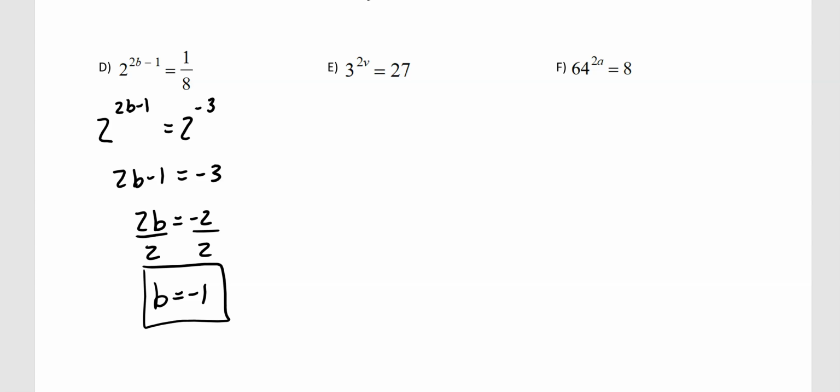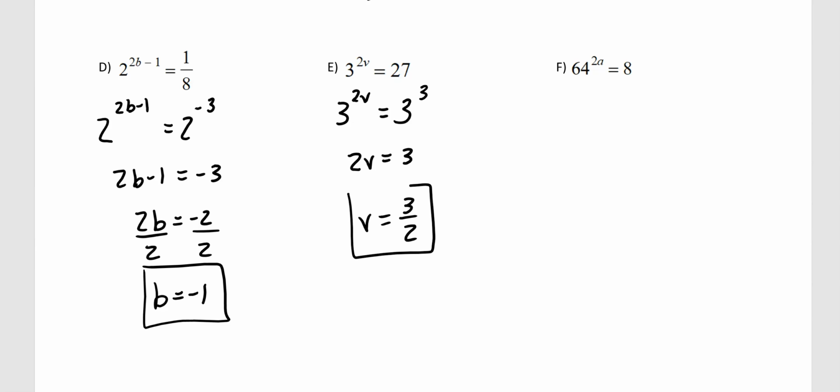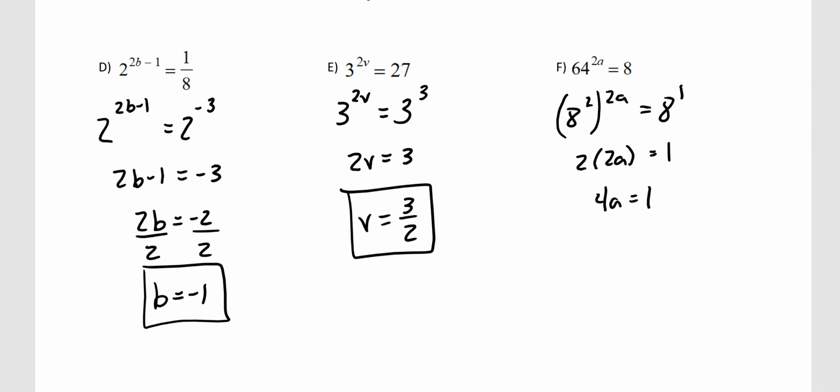Voila. All right, 3 to the 2v equals 27, which is 3 to the third. So all I need to say is 2v equals 3. I divide by 2, and I find that v equals 3/2. Excellent. And lastly, 64 and 8. So I know that 64 is 8 squared. So I'll have 8 squared to the 2a equals 8 to the first. So that means 2 times 2a equals 1. So 4a equals 1. When I divide by 4, I find that a equals 1/4.